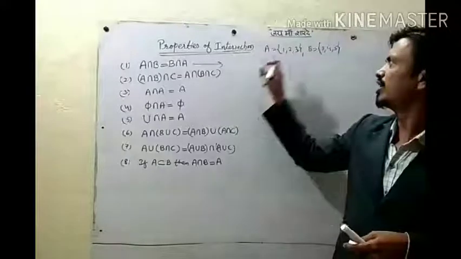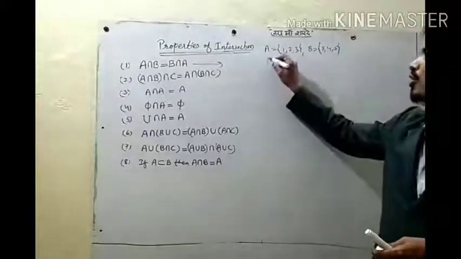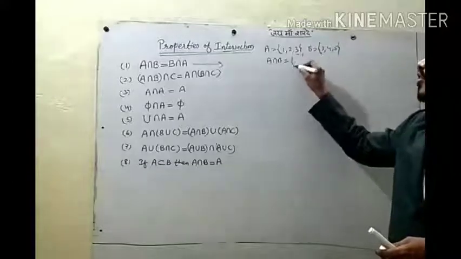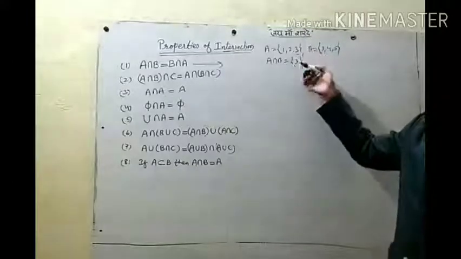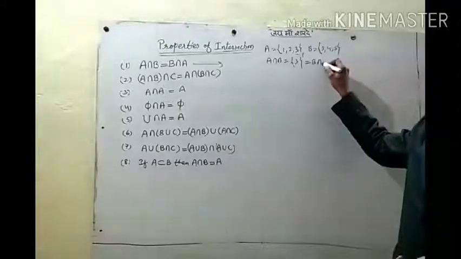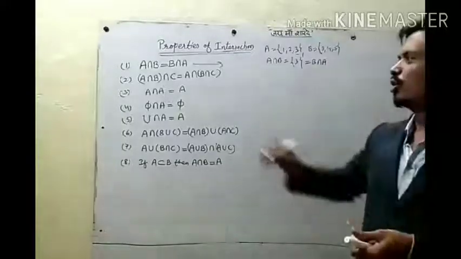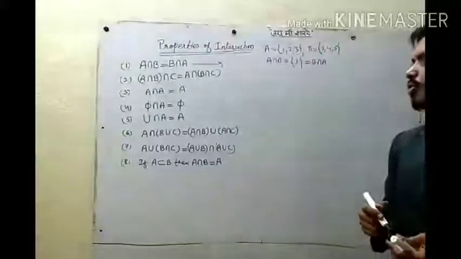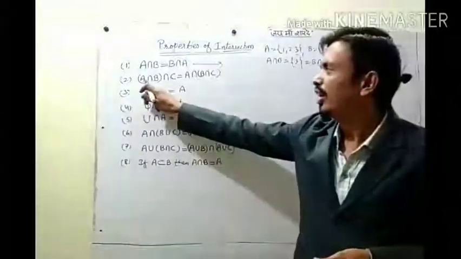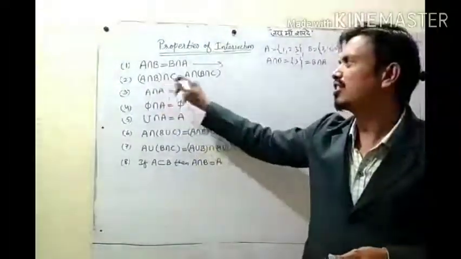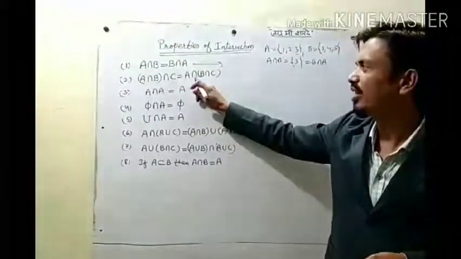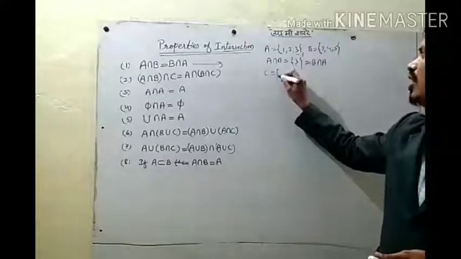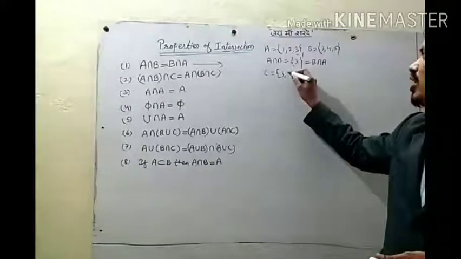Okay. Now what is A intersection B? Common elements of A and B, 3 only. So what is common in B and A? Again 3. So it is same as B intersection A. So commutative property holds for intersection also. Then A intersection (B intersection C) is same as (A intersection B) intersection C. Take one more set, C having elements 3, 5, 6.